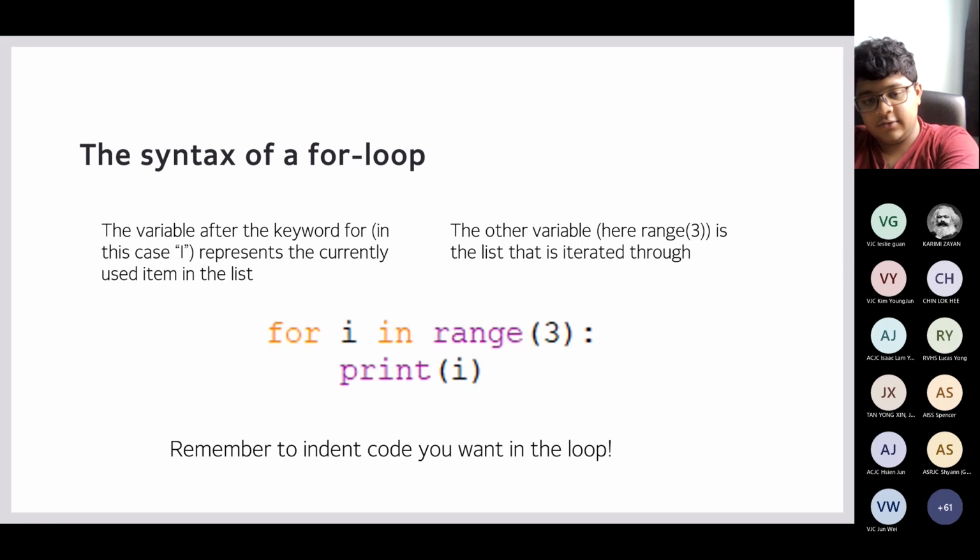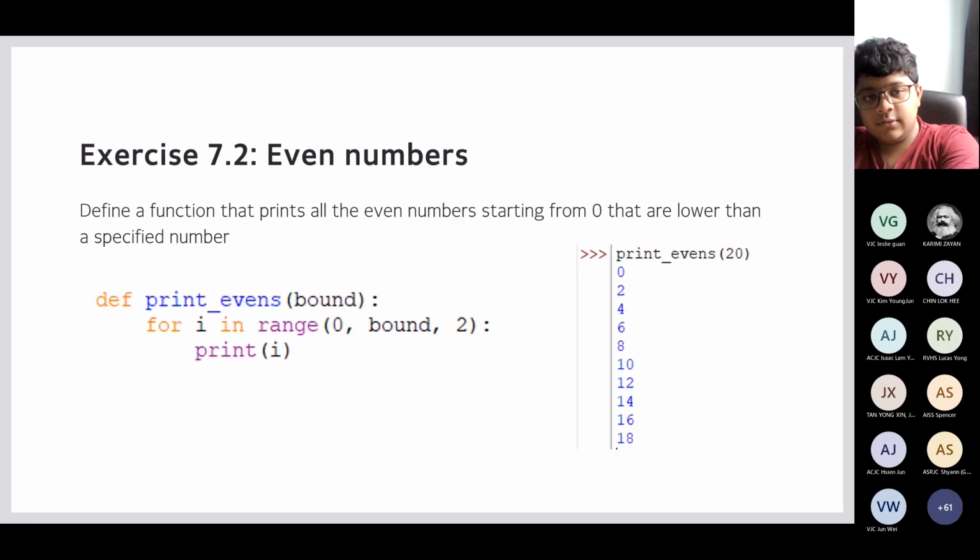The syntax of a for loop is basically: you have a for, then a variable declaration, then in, and then your iterable. You can put a string, you can put a list, anything. And then you have the code block. Remember that you also need to indent your code, same as for the while loop and the if statement, and you need to use the colon. So that's it.